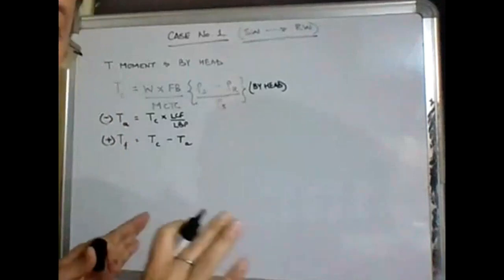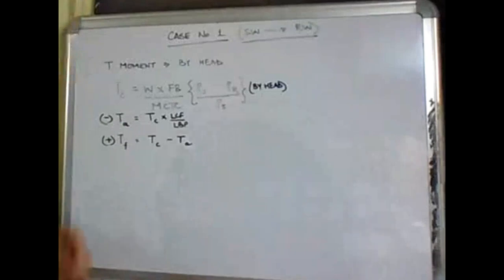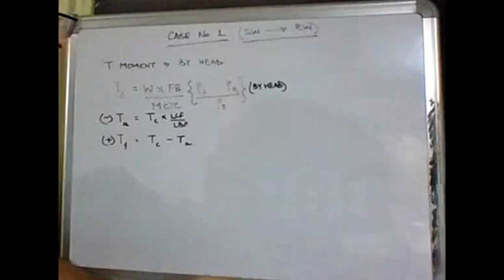Does everybody agree on this for this sign? Yes, sir. So my TF will be plus and TA will be minus, and therefore I will calculate my drafts.